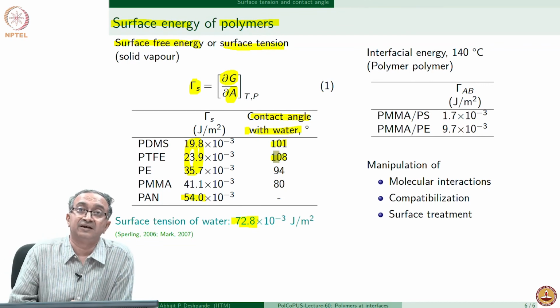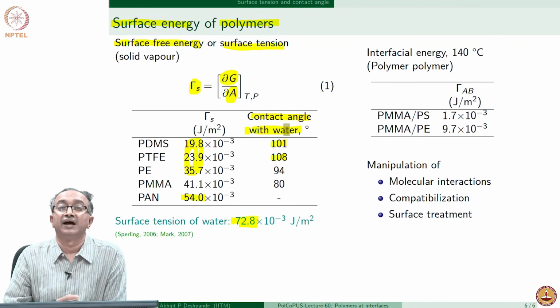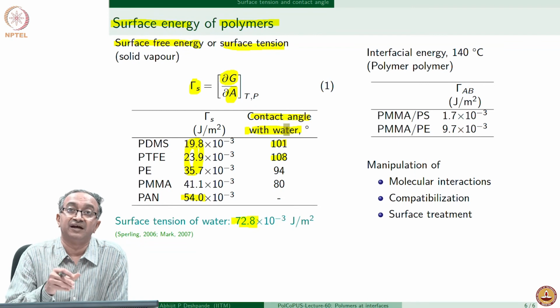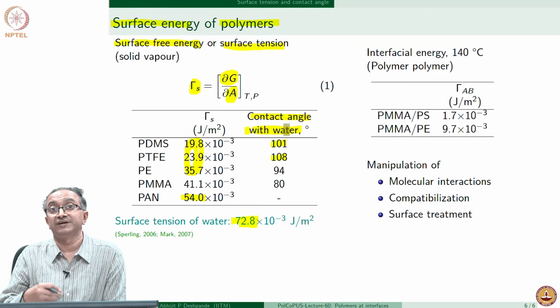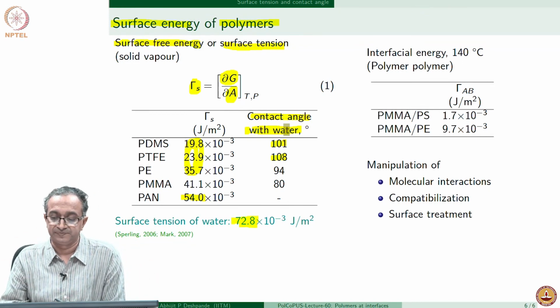Larger the contact angle, more hydrophobic it is, because this is with respect to water. I can do similarly by measuring contact angle of oil on a surface, and then whenever it is a hydrophobic surface, oil will spread and form a low contact angle. Whenever it is a hydrophilic surface, oil will not spread and form a larger contact angle.